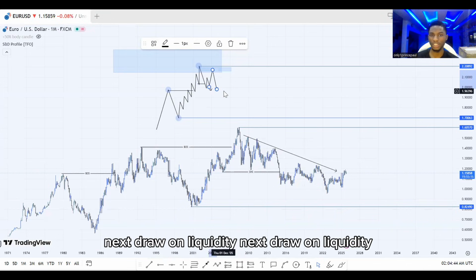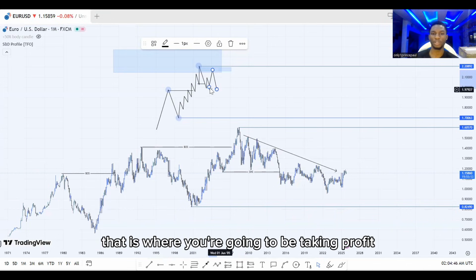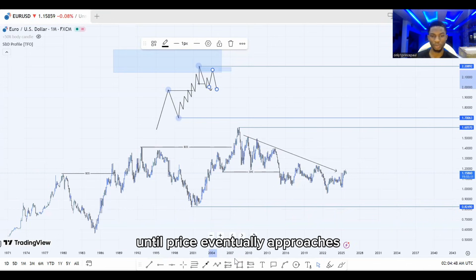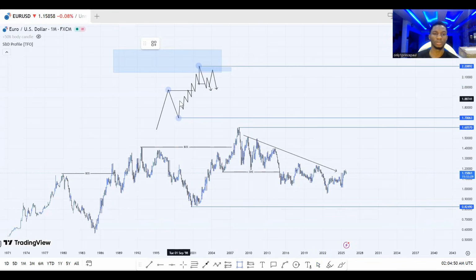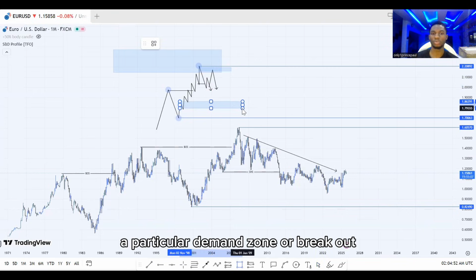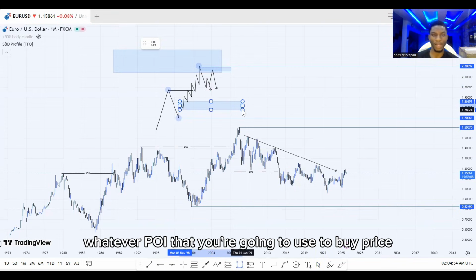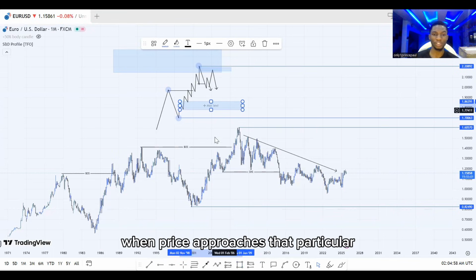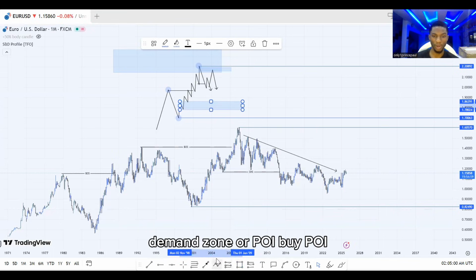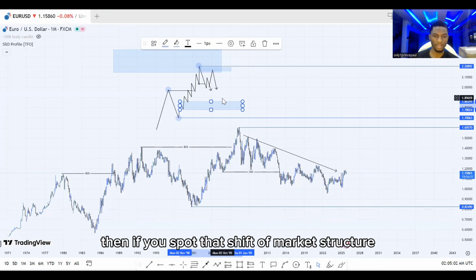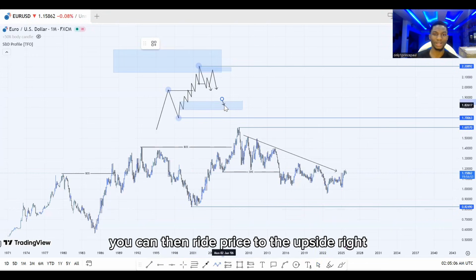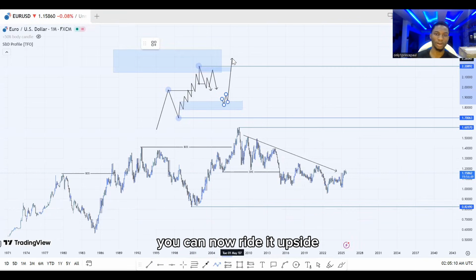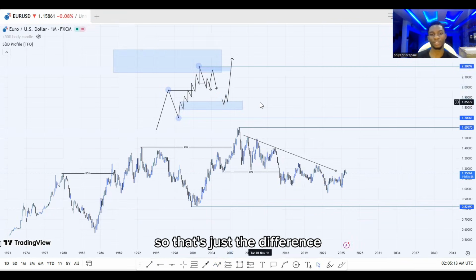Next draw on liquidity, next draw on liquidity. That is where we're going to be taking profit until price eventually approaches a particular demand zone or breaker block, or whatever POI we're going to use to buy price up to the upside. Now, when price approaches that particular demand zone or POI, buy POI, then if you spot that shift of market structure, you can then ride price to the upside, right? You can now ride it to the upside. So that is just the difference.